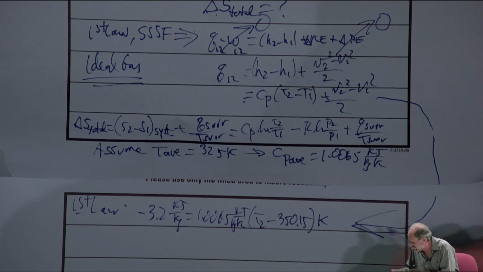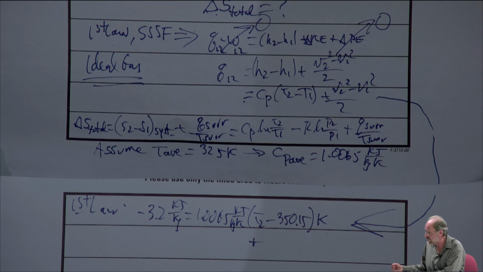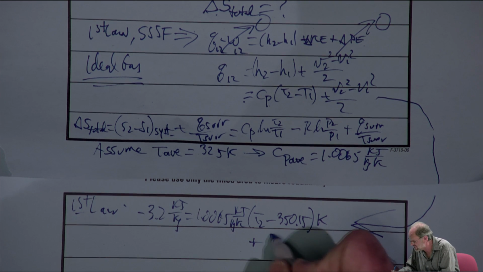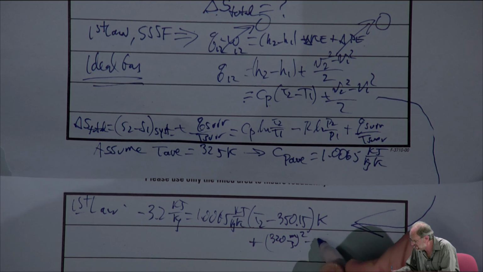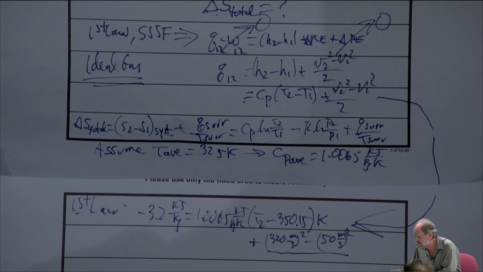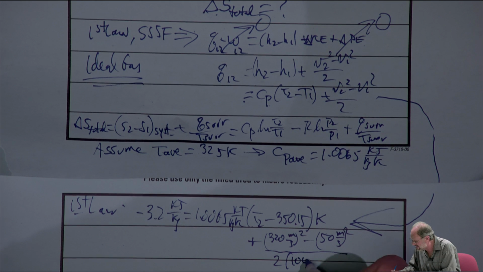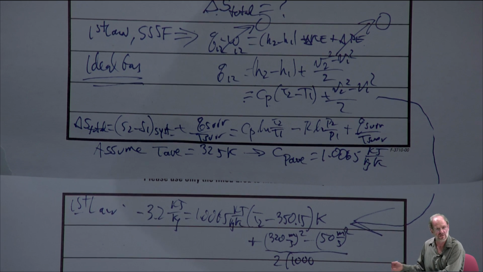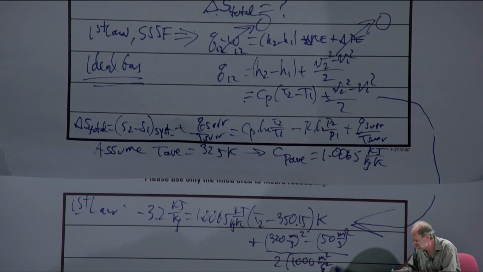And then we have to add to it, and my arrow is in the way, so I'll just put this below. So we know the velocities. V2 is 320 meters per second, V1 is 50 meters per second, squared, and then we divide this by 2. And we also have to throw in the conversion factor for the SI units, this is 1,000. That's going to convert meters squared per second squared into kilojoules per kilogram.